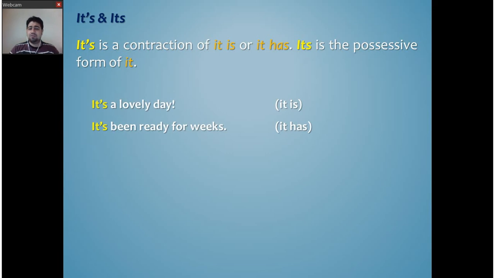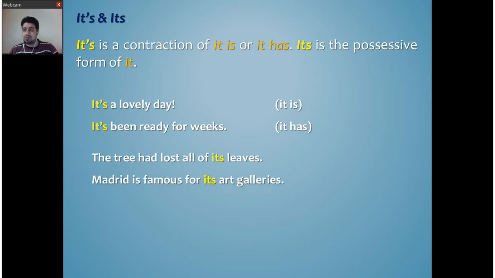Examples: it's a lovely day. It's a lovely day means it is a lovely day. Or it's been ready for weeks. Something has been ready for weeks. It's here means it has. Some examples of its with no apostrophe are: the tree had lost all of its leaves. Its leaves. The leaves are the possession of the tree. They belong to the tree. Or we can say Madrid is famous for its art galleries. The art galleries belong to Madrid.